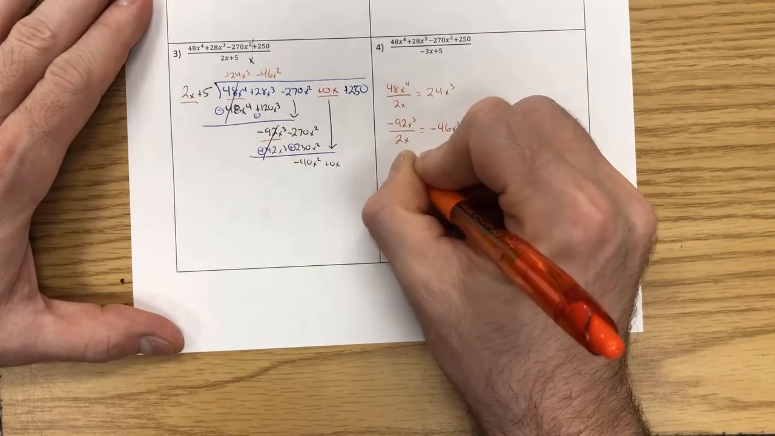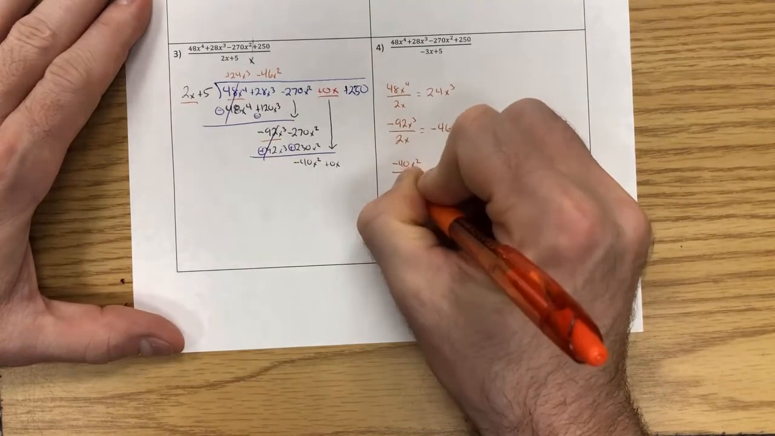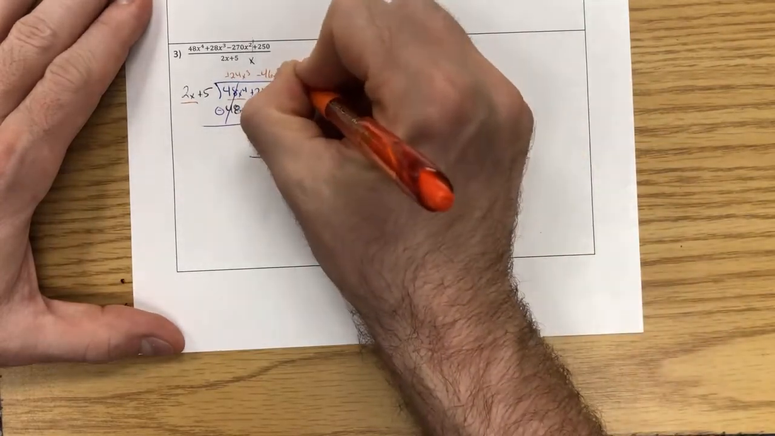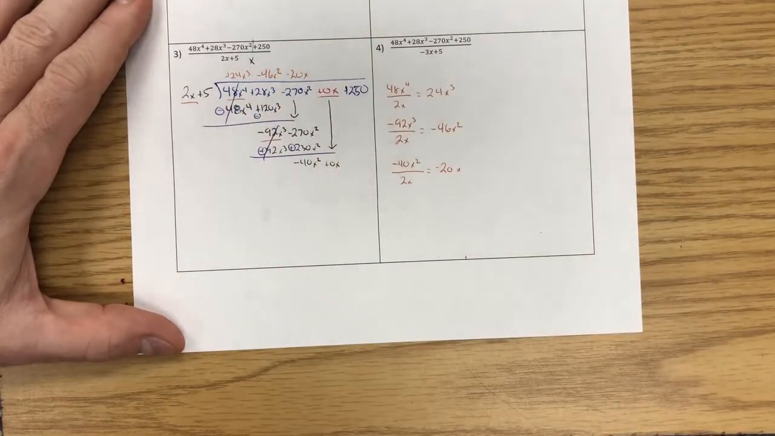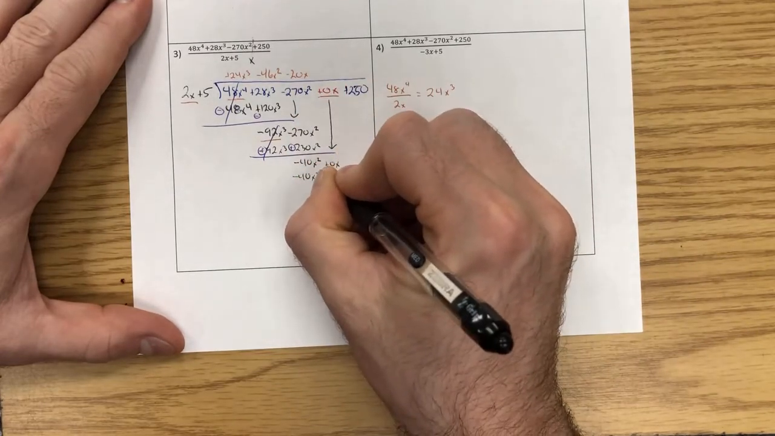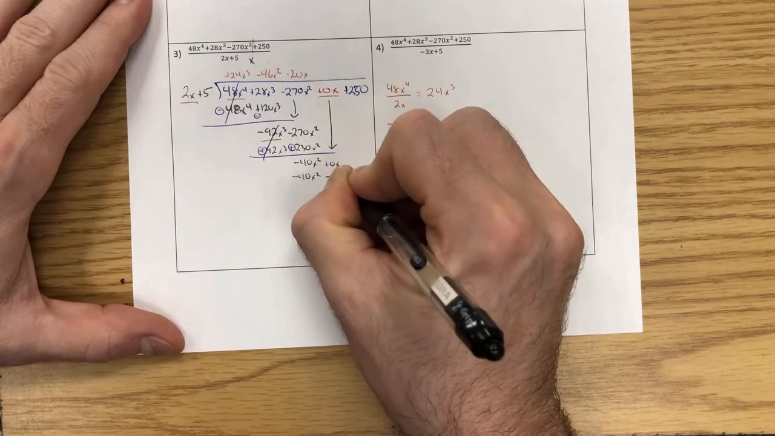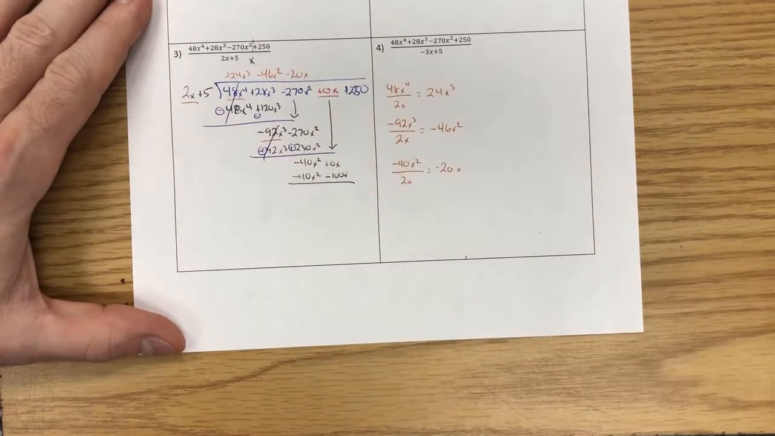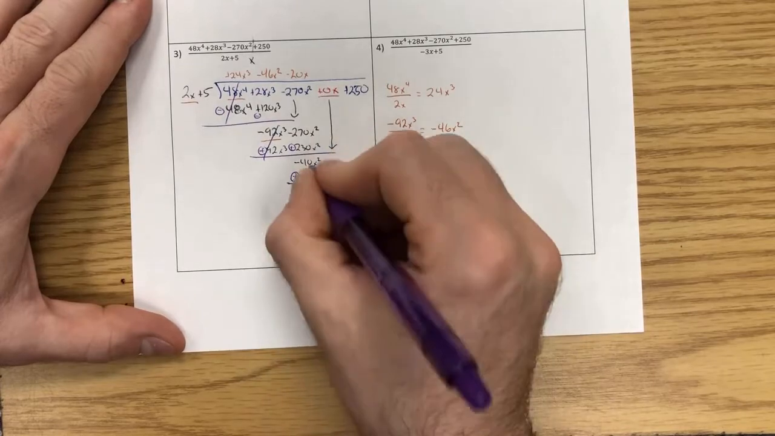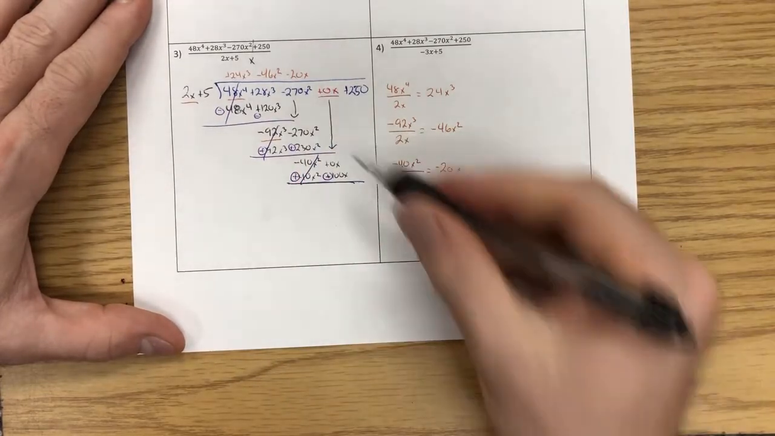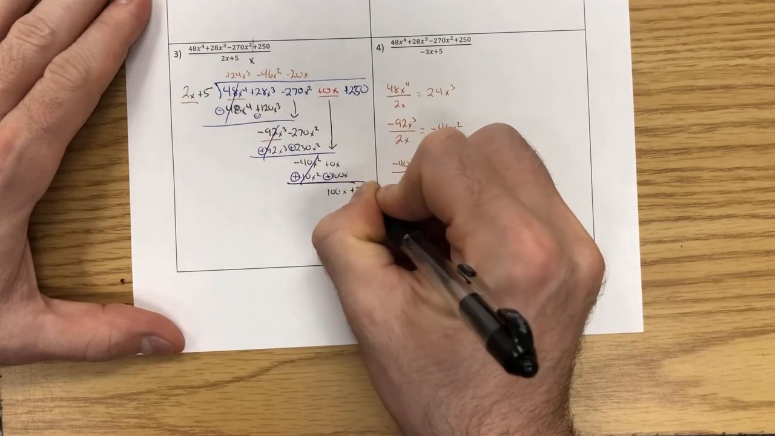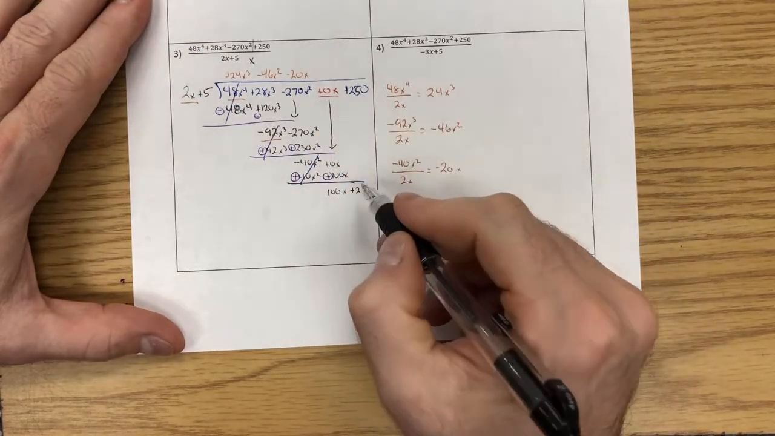So let's see, negative 40x squared over 2x. That's going to be a negative 20x. Perfect. I'm going to change my signs. Cancels out. Boom, I can combine these. I'll have a 100x plus 250, and the pattern continues.